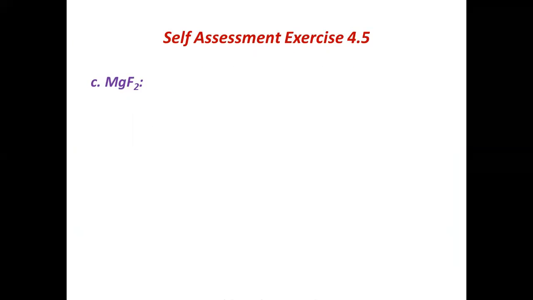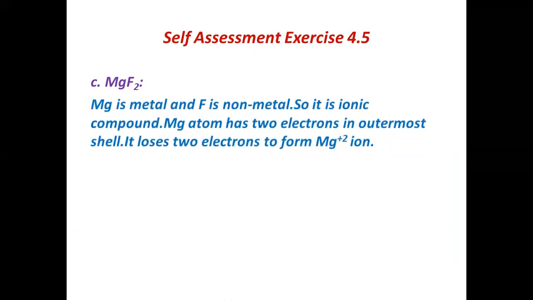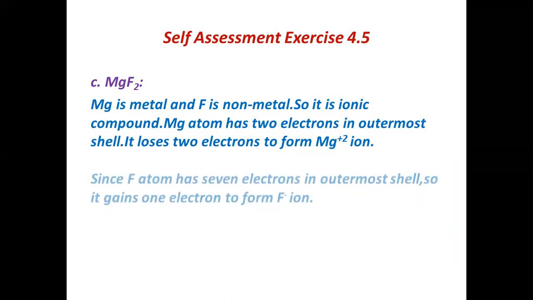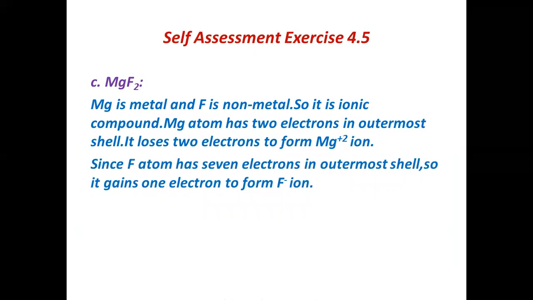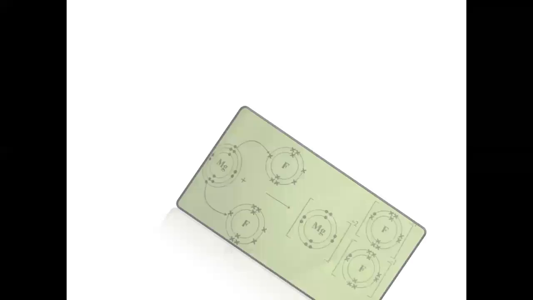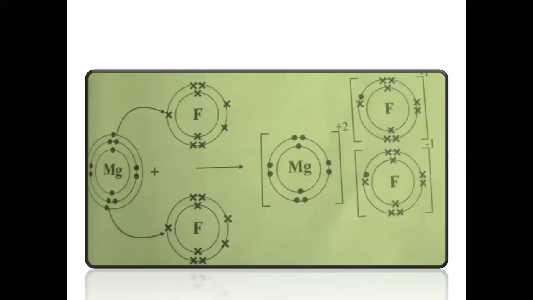Next part is for magnesium fluoride. Magnesium is a metal and fluorine is a non-metal. So it is an ionic compound. Magnesium atom has 2 electrons in the outermost shell. It will lose those 2 electrons and will form a magnesium cation. Since a fluorine atom has 7 electrons in the outermost shell, it gains 1 electron to form a fluoride ion. For every magnesium ion, you need 2 fluoride ions because each magnesium atom loses 2 electrons. So each fluorine atom will gain one electron and then form the stable compound.